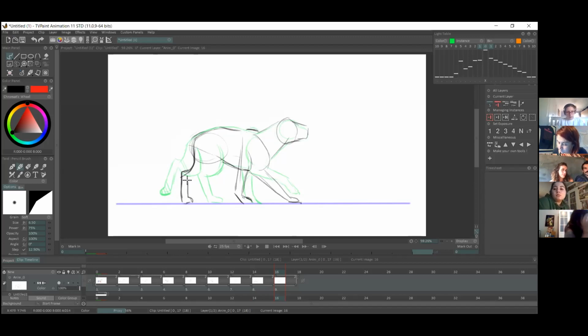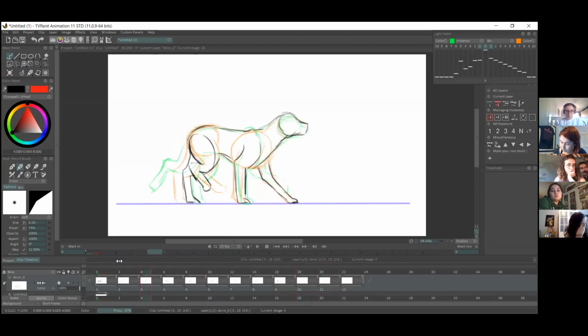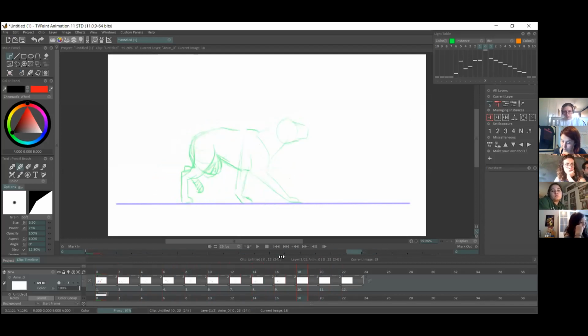So it's starting to stretch out, away from the front leg, as the back leg has lifted and is coming forward. Okay. We nearly have the full cycle.